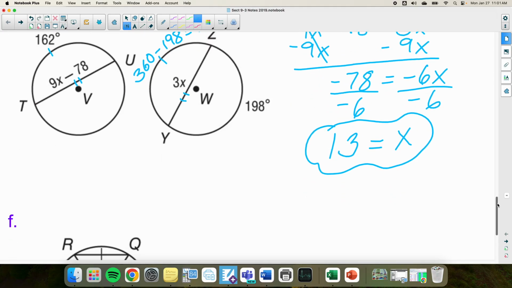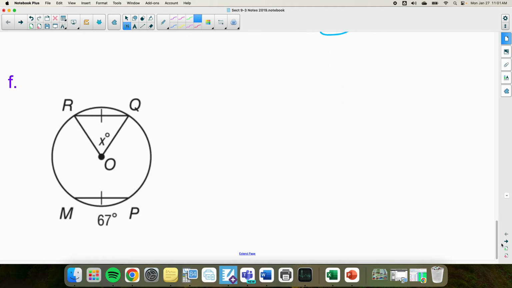Okay. All right, now if we look at this one, this is using something that we learned last week. Do you guys remember learning that central angles equal their minor arc that they intercept? So if this is x, that means this is x, okay? Then notice that these two chords are equal. That would make these two arcs equal. So x would just equal 67.